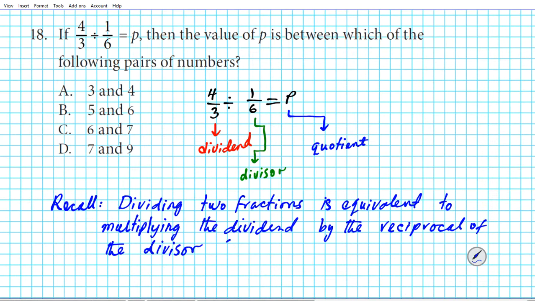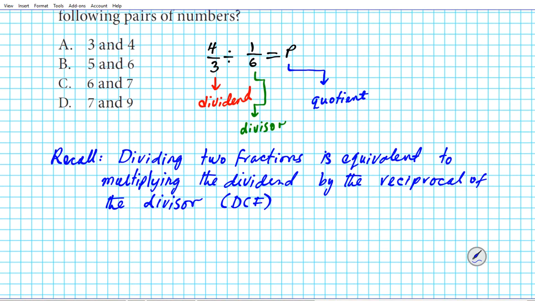I call this the drop, change, flip algorithm. You drop the first fraction, the dividend, you change your division to a times, and then you flip the divisor fraction, or you take the reciprocal, and then you have a product problem to work with. Alright? So let's go ahead and apply the drop change flip algorithm in determining what the value of P is.